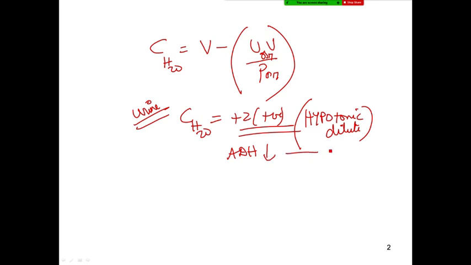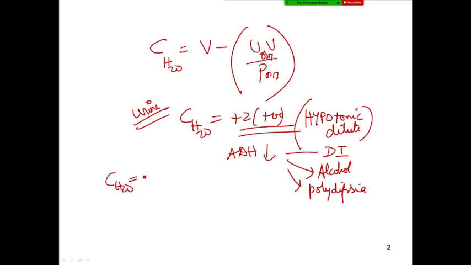Give me the disease. Diabetes insipidus. Or what else can suppress ADH? Alcohol intoxication. Polydipsia. When you drink too much water, you'll have dilute urine.